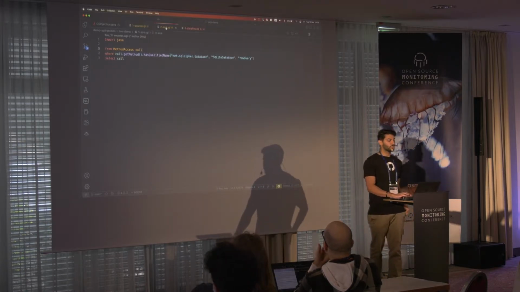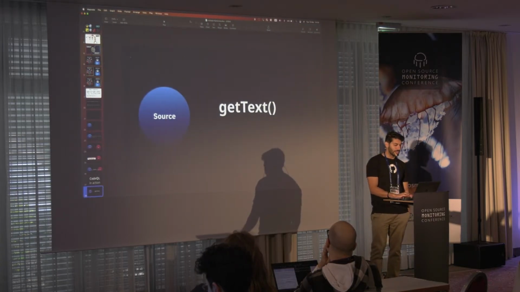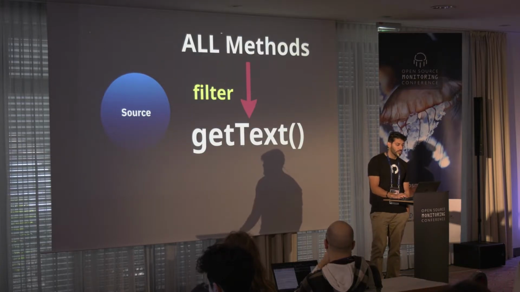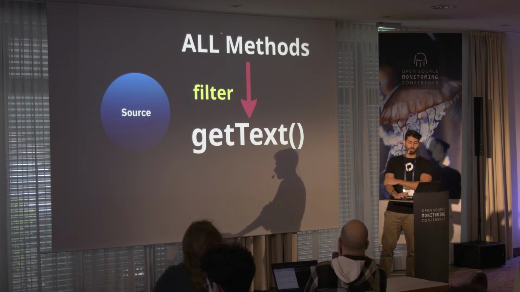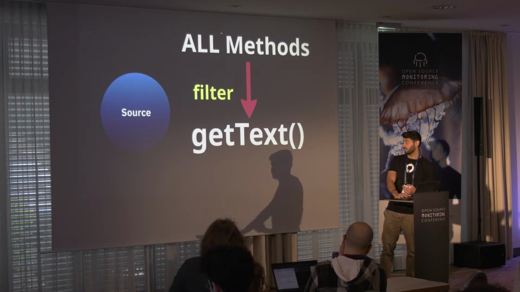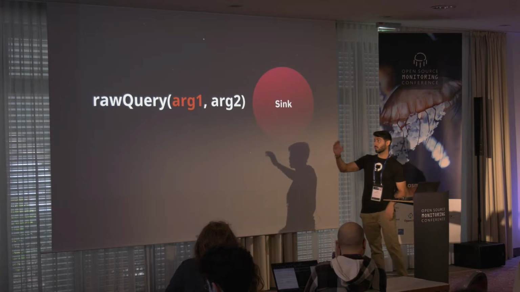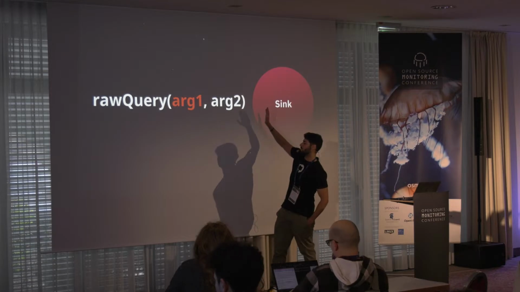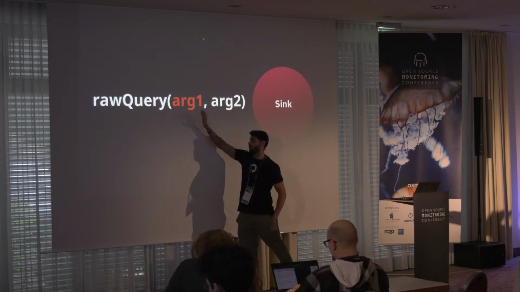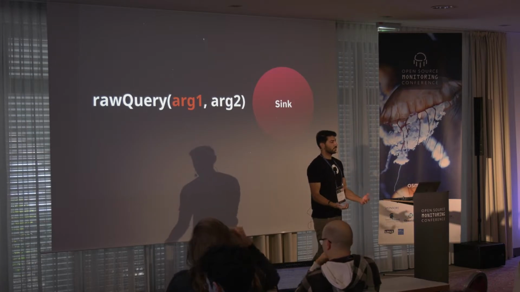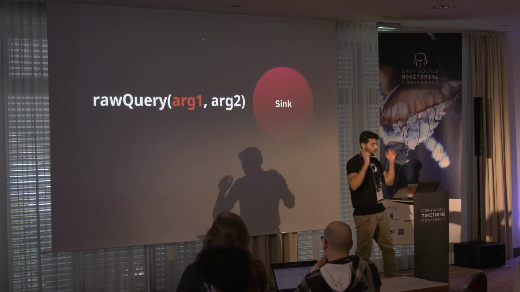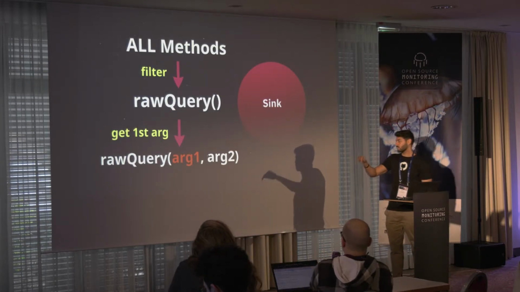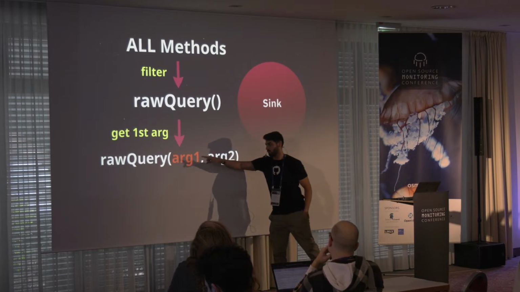I now want to check for sinks, which are places in the program where this malicious code is going to be executed. If it's not executed, I have a false positive. So this is the methodology we followed before. From all the methods, we filtered and we arrived at getText. Now, the sink is the rawQuery method, but specifically the first argument. Because if you put rules for both of them, you are going to come up with loads of results, taking your time and your effort, and maybe you are going to miss the actual problem. So the actual sink is the first argument of the rawQuery method.